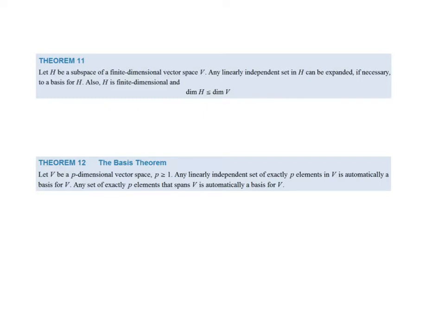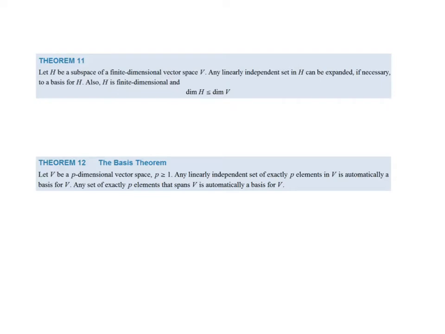So, for example, if I'm talking about the vector space R3 and a subspace of it that looks like a plane, a linearly independent single vector can be expanded if necessary to be a basis for that plane. I can add another vector to generate the whole plane, and the dimension of that plane is less than or equal to the dimension of R3. That's kind of what's going on there.